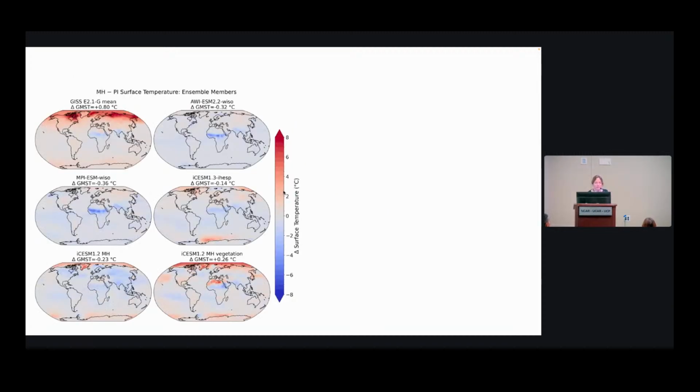So you can look again at the priors we're using in this study. At the top left, we have the GISS ensemble mean, and you can see it's quite warm in the mid-Holocene relative to pre-industrial. We have AWI, MPI, and 2 iCESM members that are all cooler. Those all use pre-industrial vegetation in the mid-Holocene. And then the iCESM member at the bottom right uses mid-Holocene vegetation, or a greener mid-Holocene, and you can see it's warmer in the mid-Holocene than the pre-industrial.